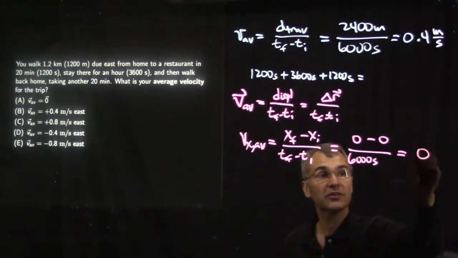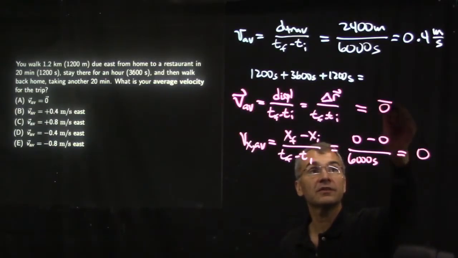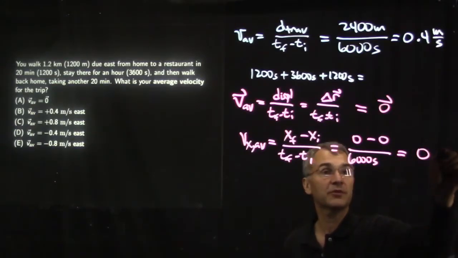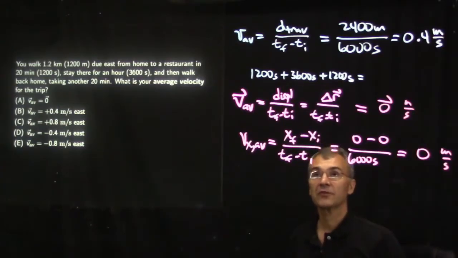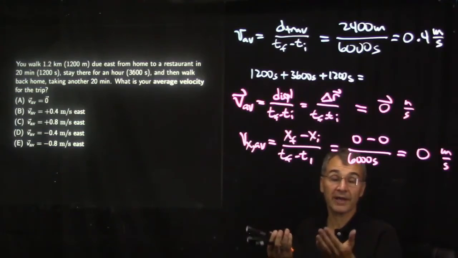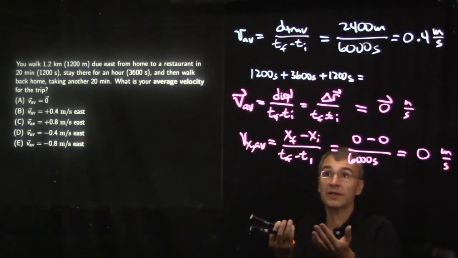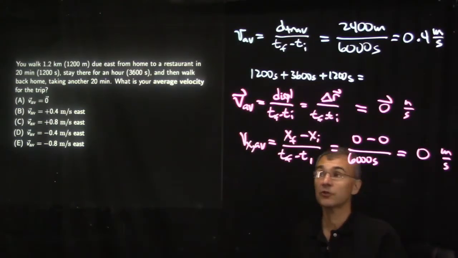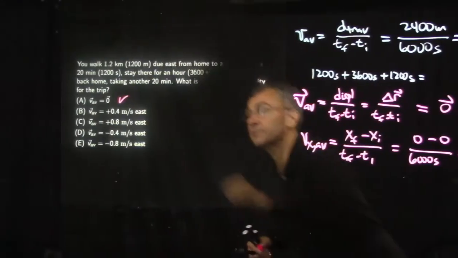So I guess it's 0. So I think this is 0. Maybe there's some units, meters per second. So I think in this case, because my displacement for the whole trip was 0, I ended the same place I started. So my displacement for the whole trip was 0, therefore my average velocity for the whole trip was 0. Ha! So I think I like this one.